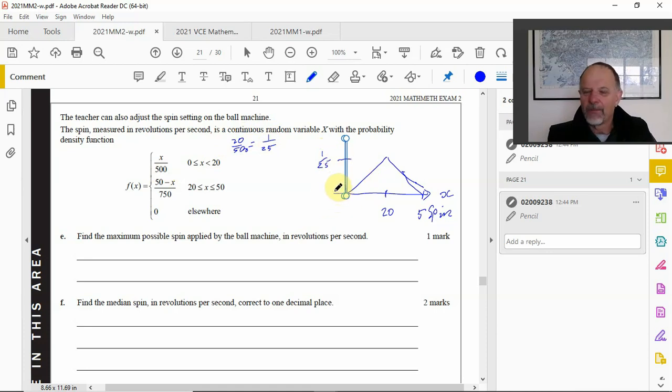All right. So the maximum possible spin applied to the ball in revolutions per second, we just simply get that from our function here. And when we look at that, the maximum is 50. So the max spin is equal to 50 revolutions per second. Now it asks us to find the median spin.